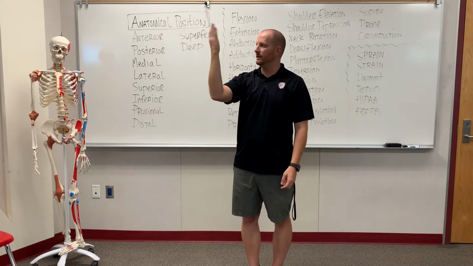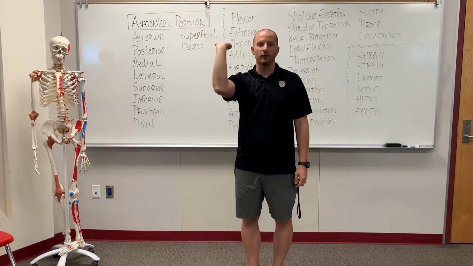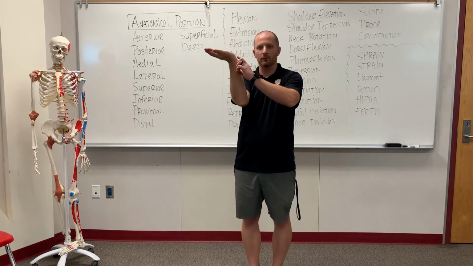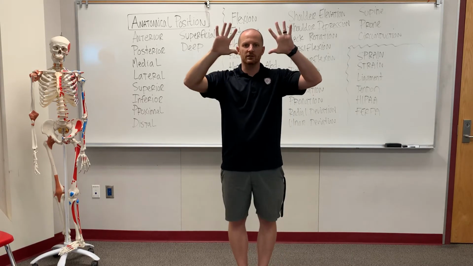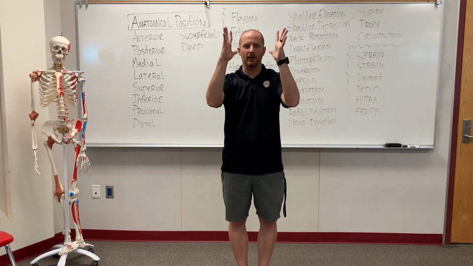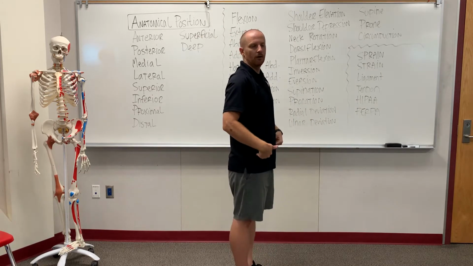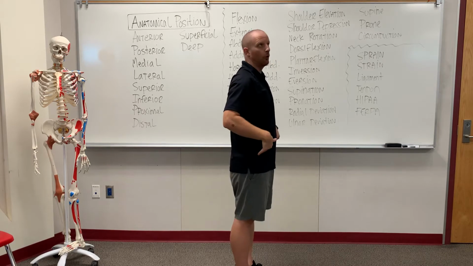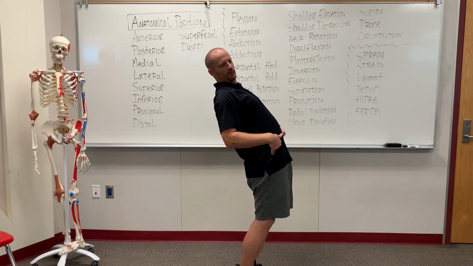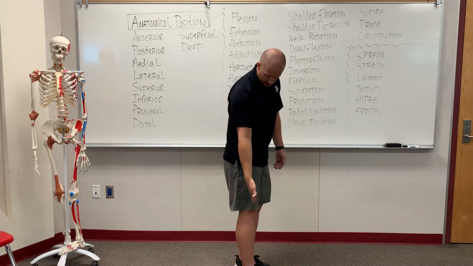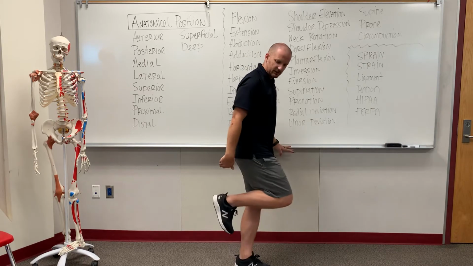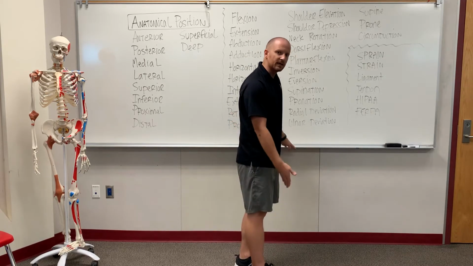Wrist extension would be going like this, like maybe I'm a waiter or waitress carrying a tray. That would be wrist extension. Finger extension would just be opening up our hand or straightening out our fingers. Hip extension is kind of what I'm in right now. I'm straight up, or I can even lean back a little bit further like that. Knee extension is what my knee is right now, because this is flexion, so straightening my knee would be extension.